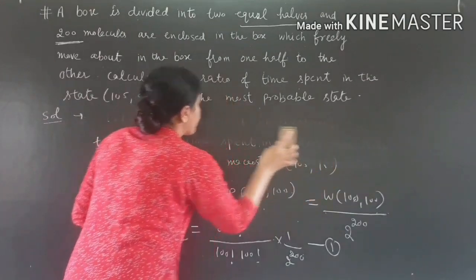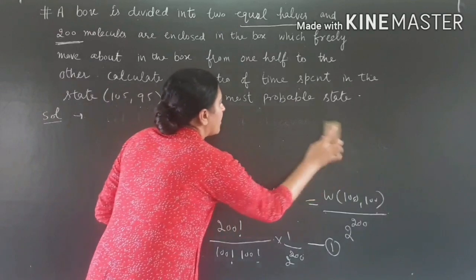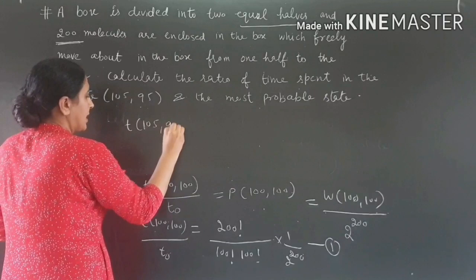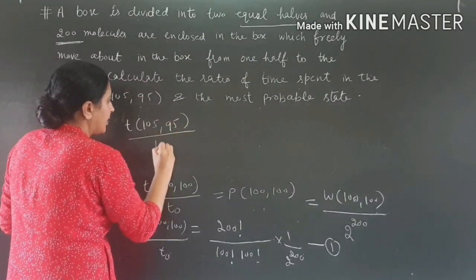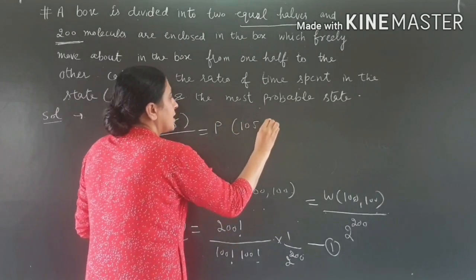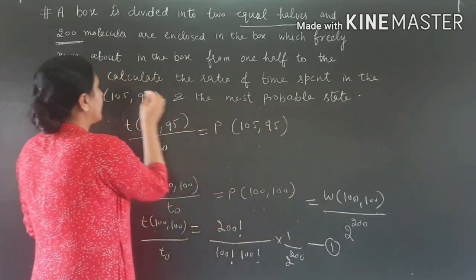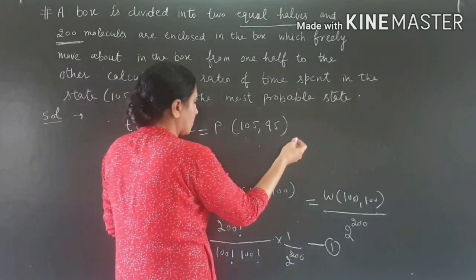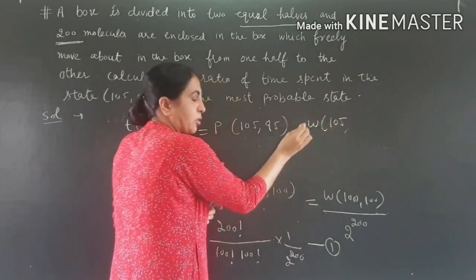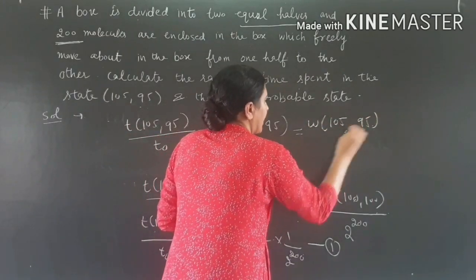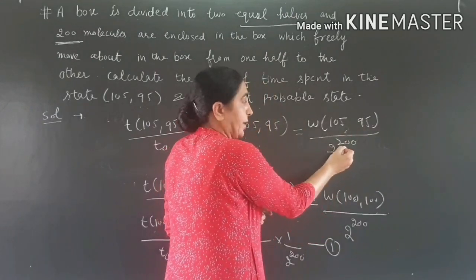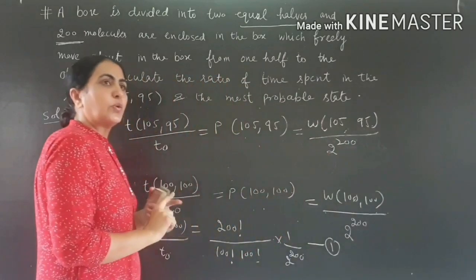Now T 105,95 divided by T0 is equal to the probability for the macro state 105,95. And this is equal to again W 105,95, the thermodynamic probability, divided by 2 raised to power n, which is here also 200, since 105 plus 95 is 200.